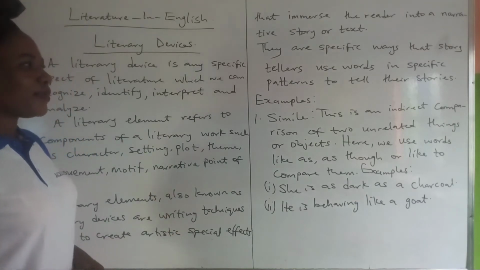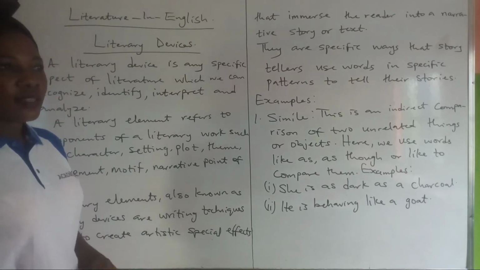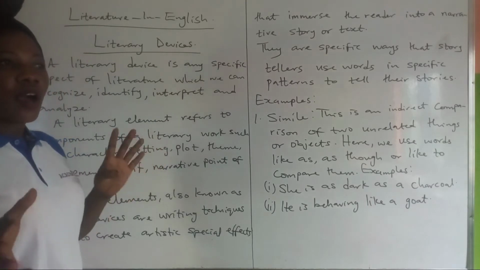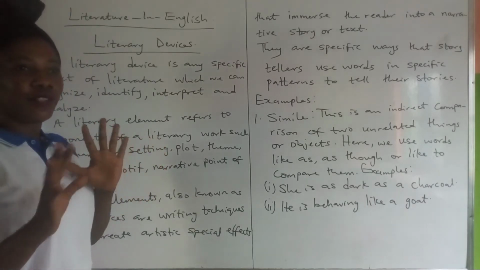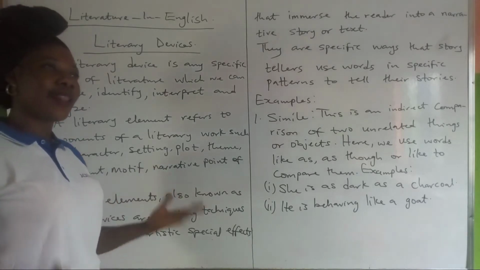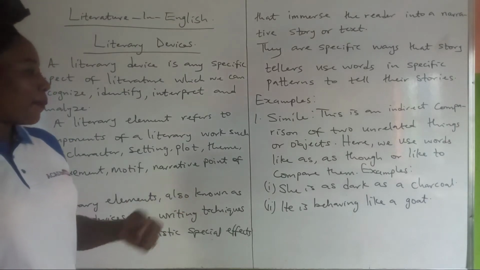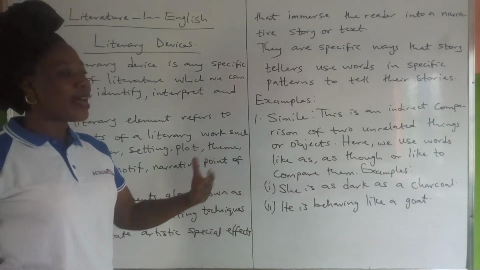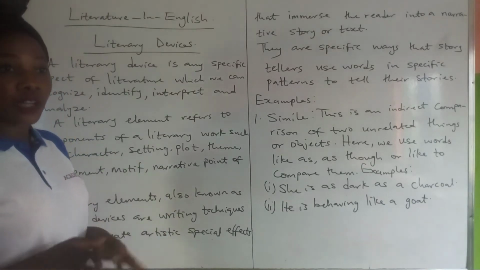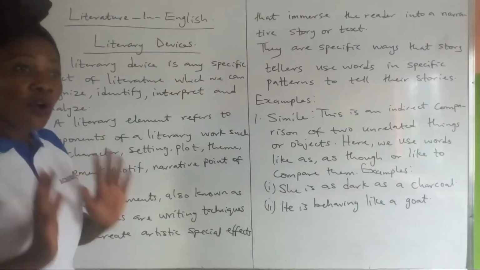What is simile? This is an indirect comparison of two unrelated things or objects. That is, in simile we compare two things that are not alike, that are different from one another, using words like as, like, as though, and so on. Example: she is as dark as a charcoal. We all know the color of charcoal, that is very black. You cannot have a white charcoal, neither can you have a blue or yellow charcoal. So charcoal is very black.